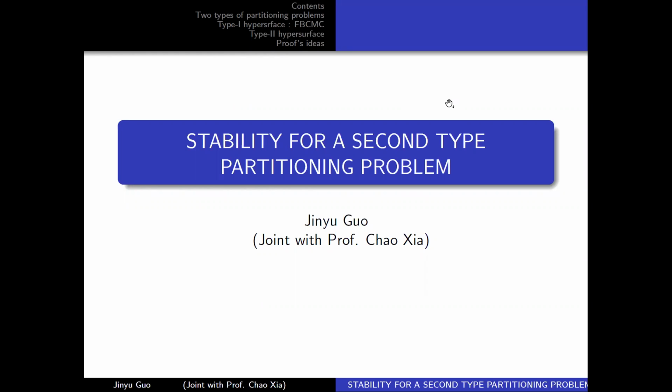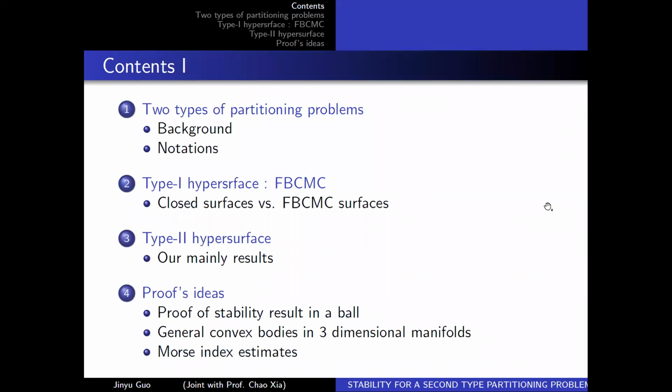Hello everyone. In this lecture, I will talk about stability for a second type partitioning problem. This is joint work with my supervisor, Professor Chao Xiang. And in this lecture, we will separate it into 4 parts.